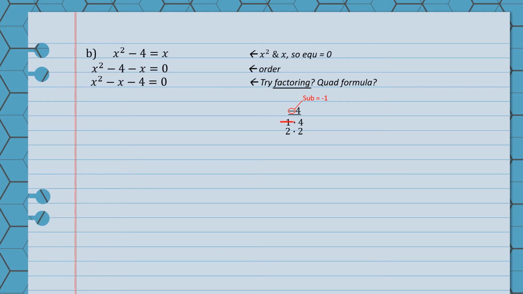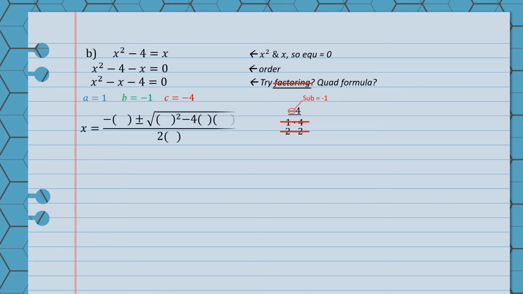Well, in your list, 1 minus 4 will never give you negative 1, and subtracting 2 and 2 will never give you negative 1, which means we cannot factor this particular equation. So we need to do the quadratic formula. To do that, we need to identify a, b, and c. A would be 1, b negative 1, c negative 4.